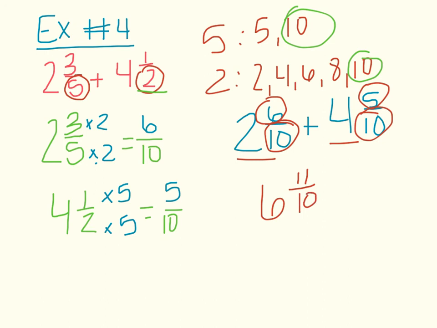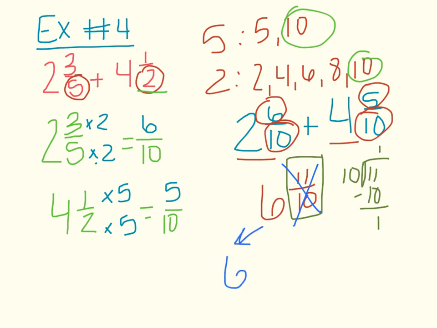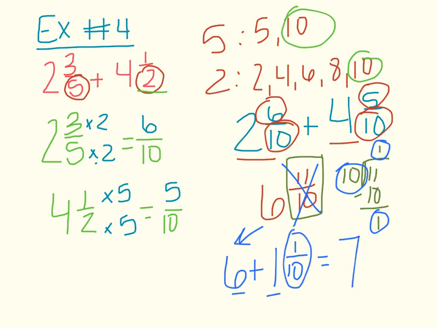I have to change this to a mixed number. So I do 11 divided by 10. 10 goes into 11 one time with 1 left over. So I can cross that out because now I'm changing it to a mixed number. So I'm going to bring this 6 down over here, plus I have 1 as my whole number, 1 as my numerator, and 10 as my denominator. Now I add my whole number. 6 plus 1 is 7, and keep the fraction. 7 1/10.